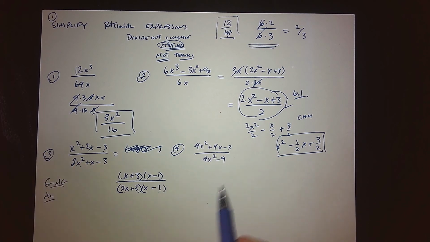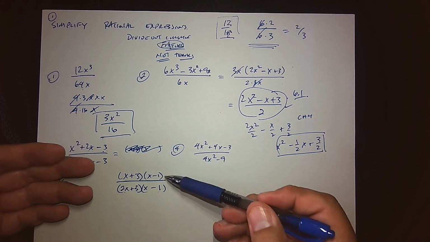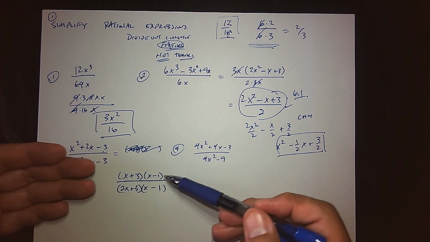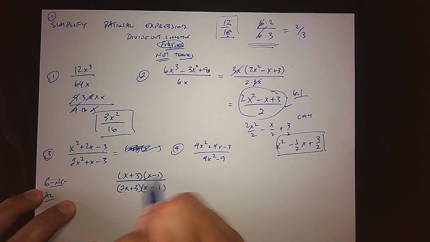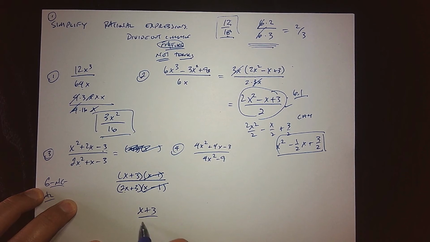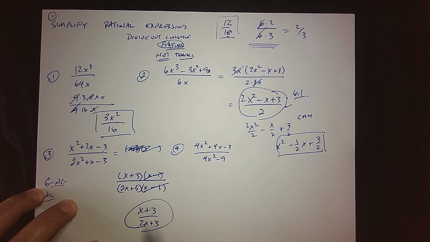All right, so again, you AC-ers would have taken a little bit more time getting there, but your factorization should be the same. And now that I have the top factored and I have the bottom factored, I can see that x minus 1 is a common factor. So we'll divide it out, and our final simplified answer for this is x plus 3 over 2x plus 3.